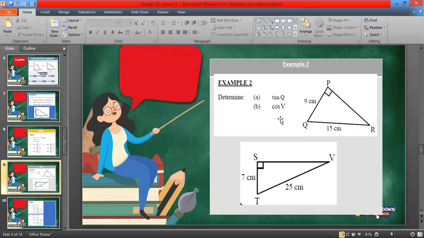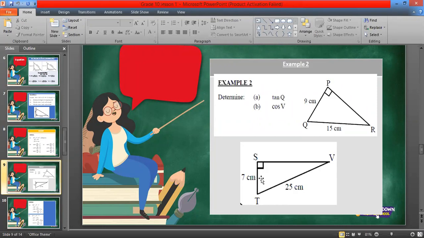Okay, and then to find cos V now. In this case, we need to find our cos V. The same thing, we need to use Pythagoras to complete the third side. So how do you complete that? We're going to say SV squared equals 25 squared minus 7 squared.